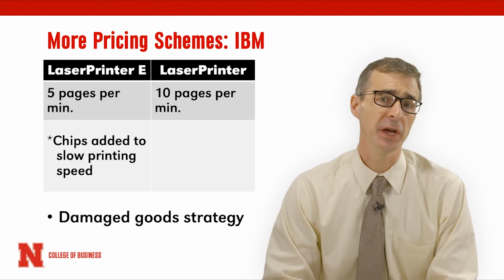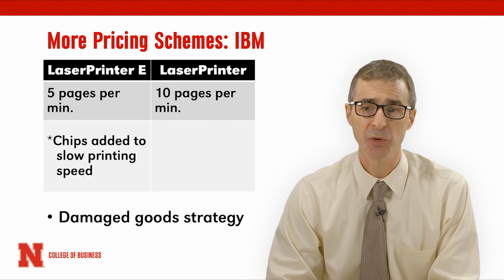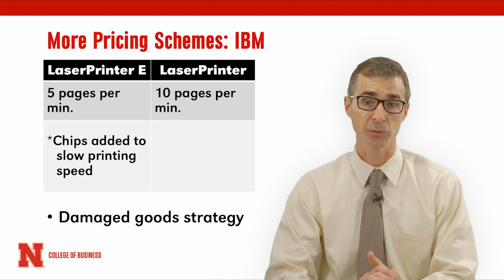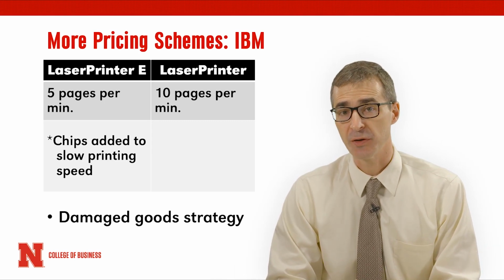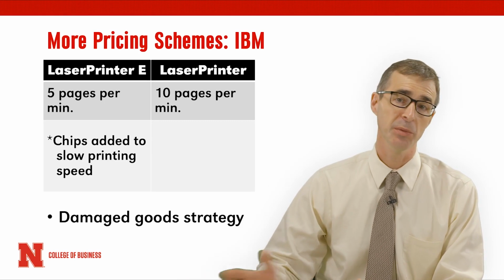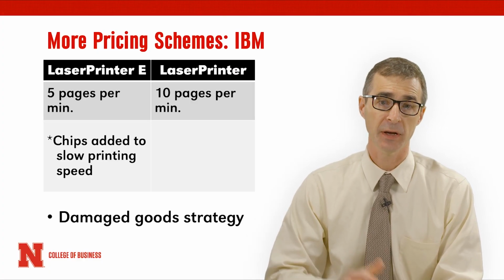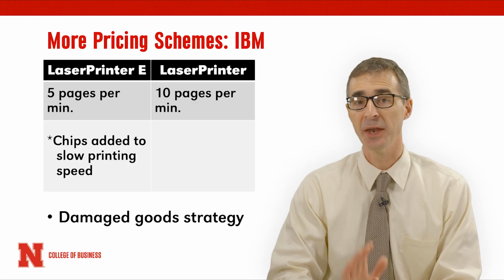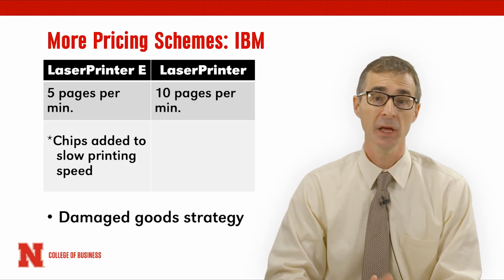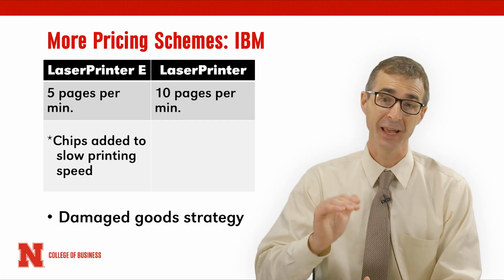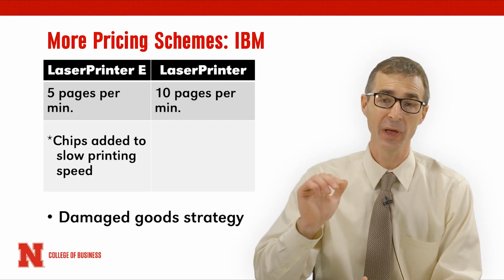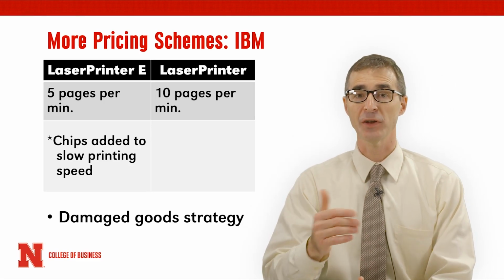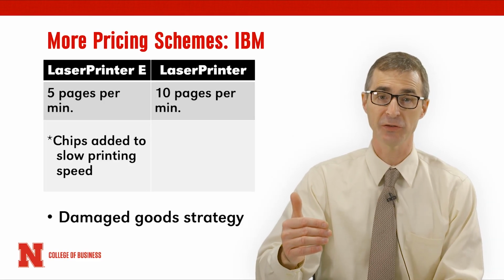A couple other examples. In 1990, IBM released the Laser Printer E, which was a lower priced alternative to its popular laser printer. Now, the Laser Printer E printed at a speed of 5 pages per minute compared to 10 pages per minute for the higher version or the high-end version. It was kind of interesting. IBM actually had to add an additional chip to the Laser Printer E to slow down the printing speed. It actually increased the marginal cost. So the low-end product actually cost more to produce than the high-end product. And this pricing strategy is known as a damaged goods pricing strategy.